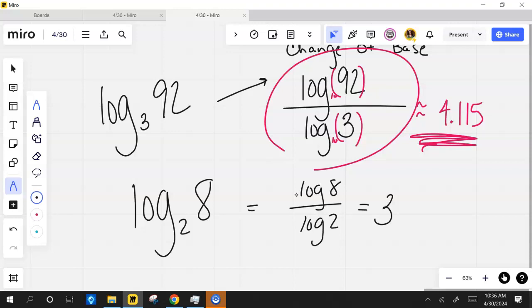3. Okay. So that's what we call change of base. Okay, let me show you what I got for you.